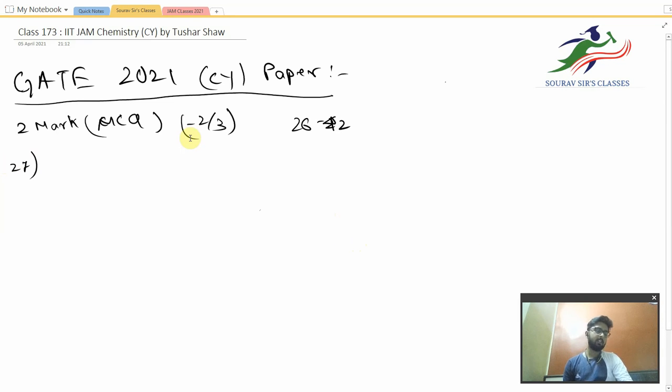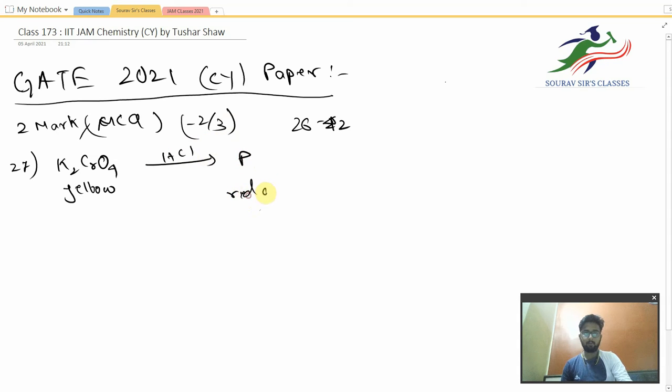Question number 27 says that the yellow color of the aqueous solution of K2CrO4 changes to red orange upon the addition of a few drops of HCl. So when we take K2CrO4, this is yellow in color. Now we add a few drops of HCl, and a red orange complex is formed.